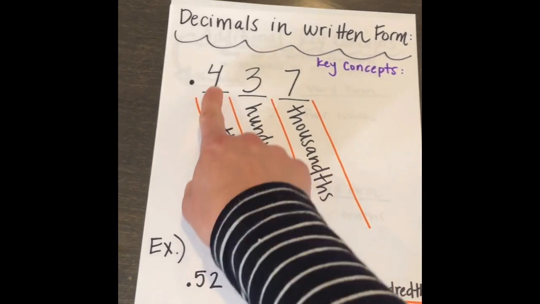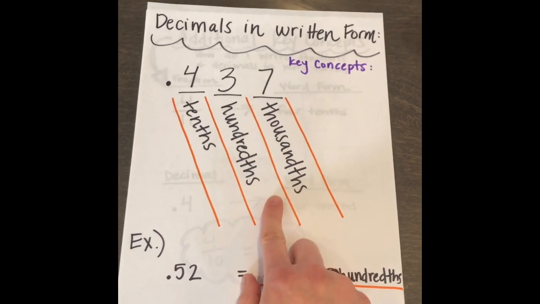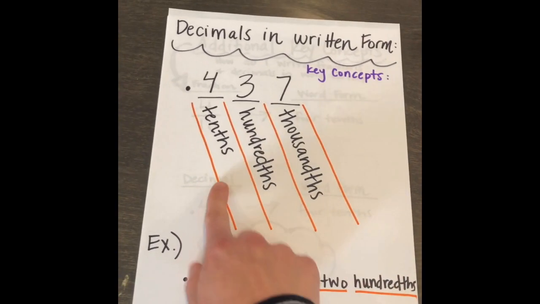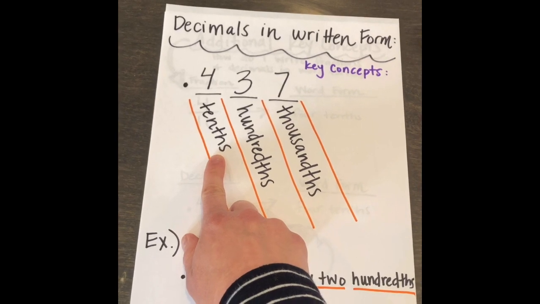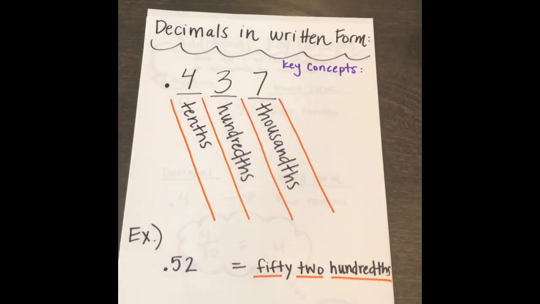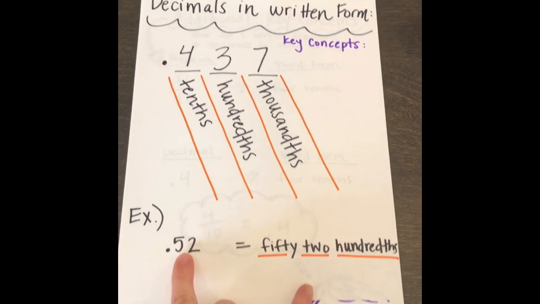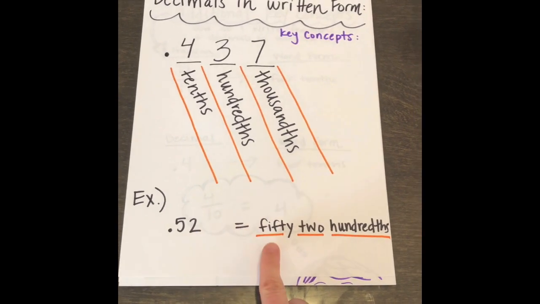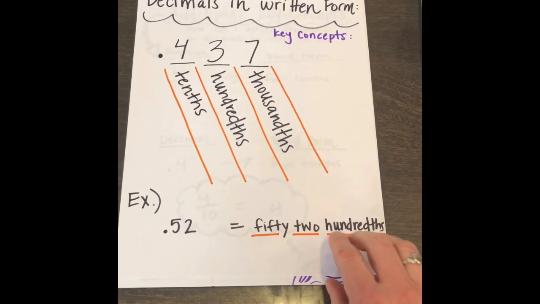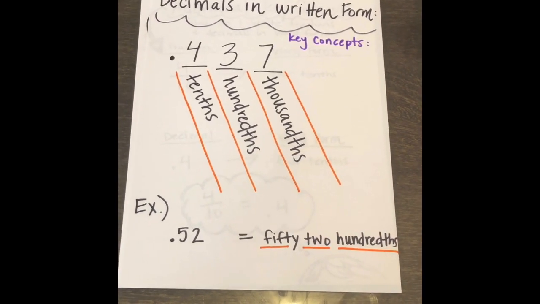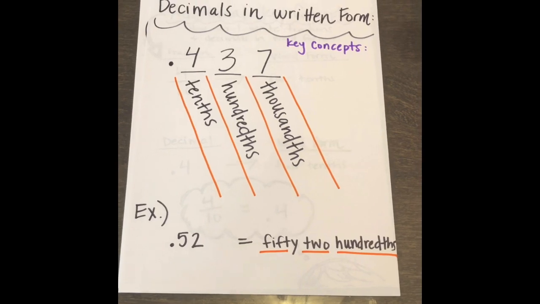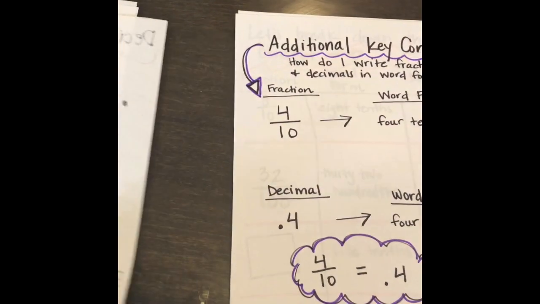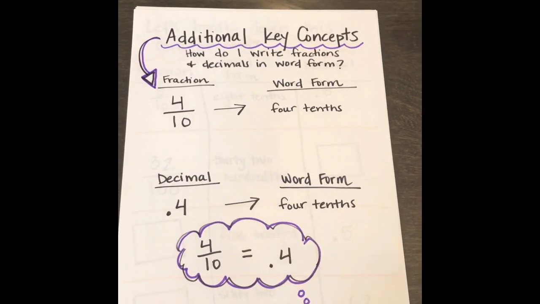So the place value for this 4 is in the tenths, the 3 is in the hundredths, the 7 is in the thousandths. I always like to say you can kind of sound like a snake: tenths, hundredths, thousandths with your decimals. So if we look down here at this example, 0.52, if we read it in its proper form, 52 hundredths, it will actually guide us into better understanding how to convert decimals and fractions back and forth. Okay? So, we're going to look at that again here.